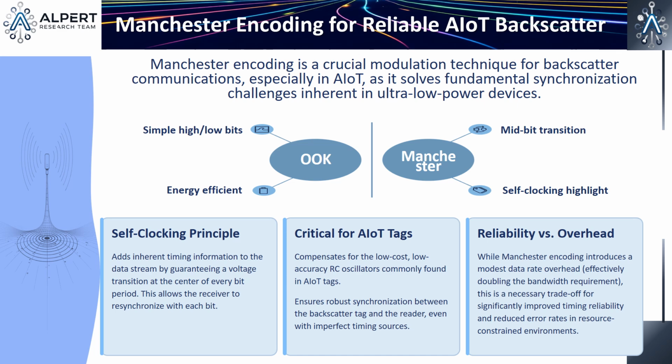Why add that extra layer of encoding overhead? Manchester encoding is essential because it is self-clocking. It guarantees that there will be a voltage transition at the center of every bit period, regardless of whether you're sending a long string of 1s or 0s. And why is this crucial? Because AIoT tags use very cheap, inaccurate internal timing mechanisms. That guaranteed transition helps the receiver and the tag itself maintain chip-level time tracking.